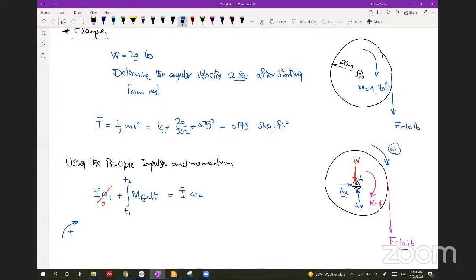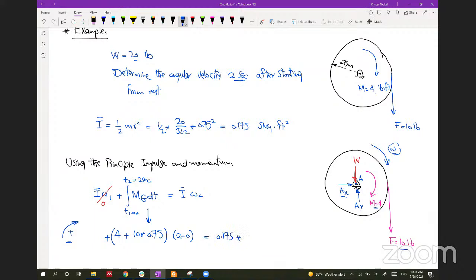So what I can do, I can take the moment outside and multiply by T2 minus T1. So this will be equal to 4, because it's a positive direction, the same direction like this, plus 10 multiplied by the arm of the moment, which is the radius 0.75. And all of these will make positive moment. And don't forget to multiply by T2 minus T1. T1 is equal to 0 and T2 is given as 2 seconds, so it will be 2 minus 0. And I bar is 0.175.